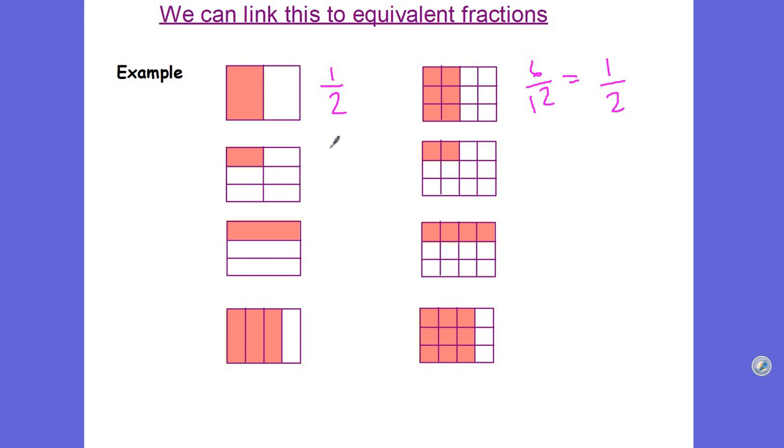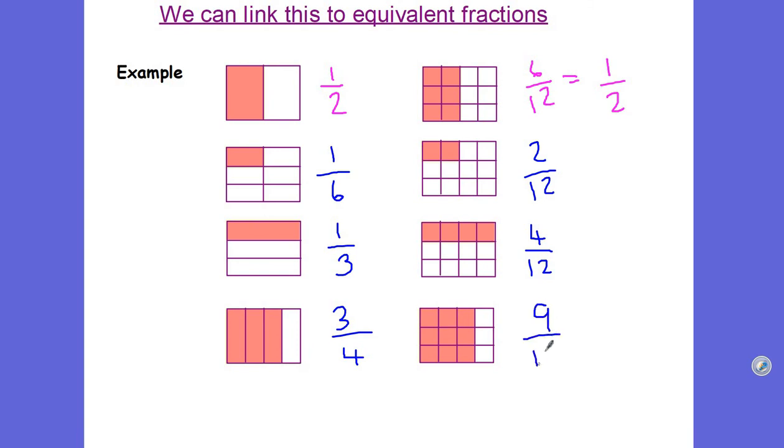Okay, so the fractions we should have got, this first one was a 1/6, which is the same as 2/12. This one was a 1/3, which is the same as 4/12. And this one should have been 3/4, because I've shaded in 3 parts, but there's 4 parts altogether. And this is the same as 9/12.